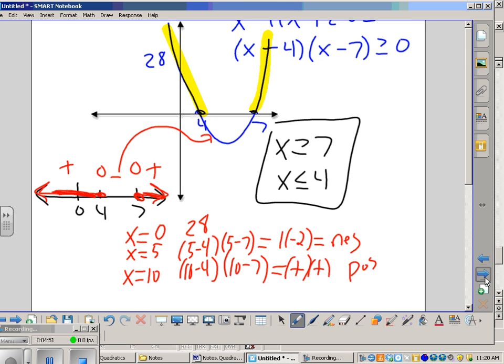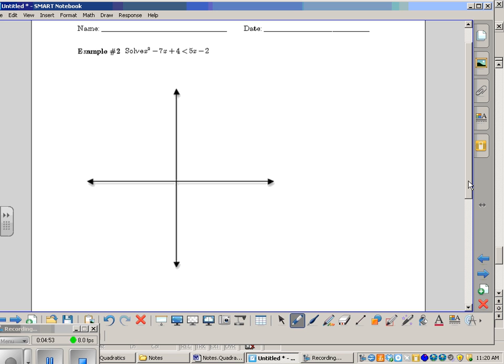Okay, number 2. So number 2 says x squared minus 7x plus 4 is less than 5x minus 2. So let's rewrite this. Unfortunately, this one cannot be factored easily, so we're going to need to use the quadratic formula to figure this out.